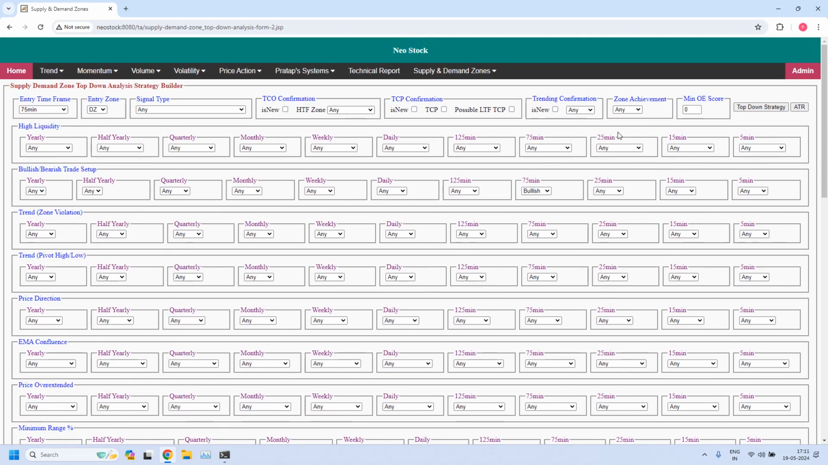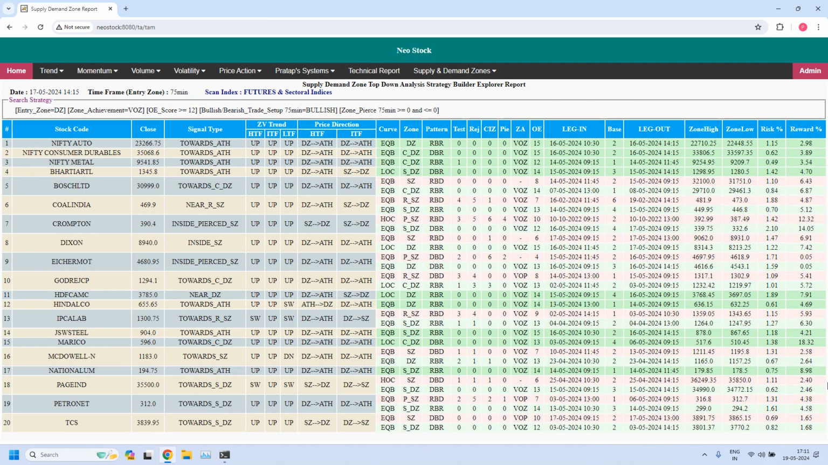That means the zone is not pierced. And zone achievement should be VOZ, violated opposing zone. And the minimum odd enhancer score 12. Now all these 3 filters are applied to the 75 minutes demand zone. Now let us generate the report. Now 20 stocks are filtered. These 20 stocks are supporting bullish trade setup for weekly income trade.